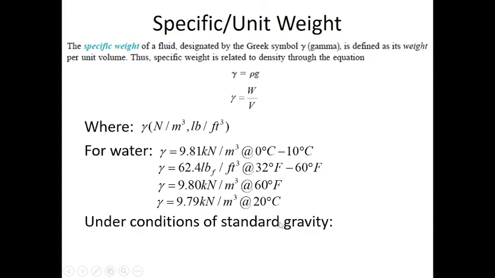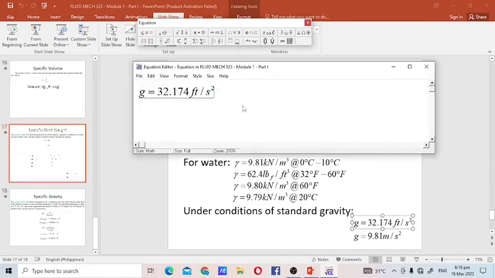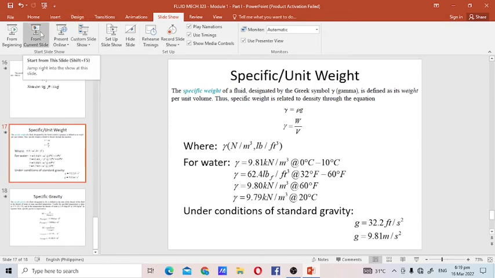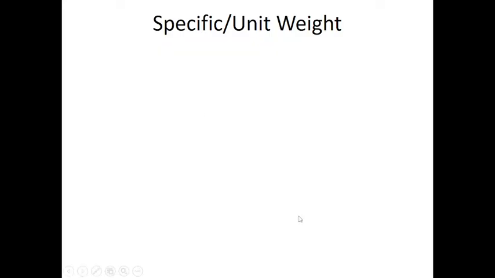Under conditions of standard gravity, ang ating g value ay 32.174 feet per second squared, or pwede na rin yung 32.2 feet per second squared, or 9.81 meter per second squared. So, pwede na itong 32.2. Yan ang standard gravity natin.